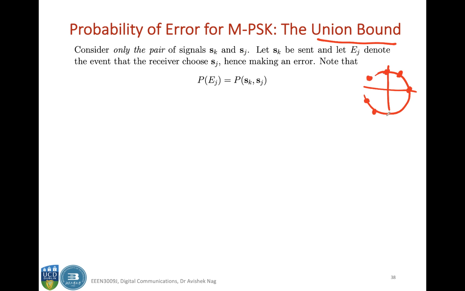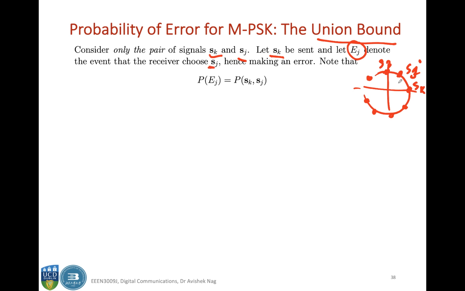Where you have different signals across this circle, S1, S2, S3 and so on. Now just consider a pair of signals Sk and Sj. Let me call this Sk and this Sj. Let's say that Sk is sent and let Ej denote the event that the receiver chooses Sj.